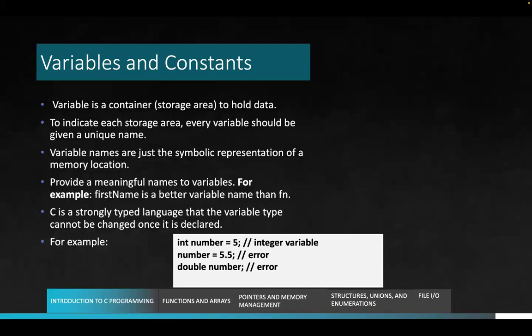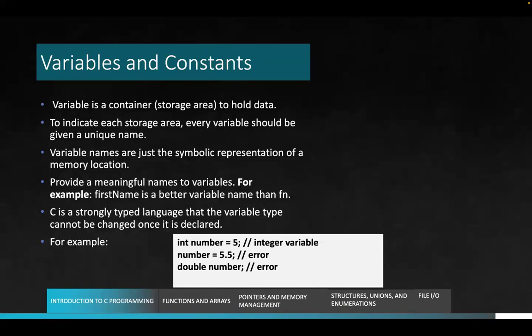Once you declare the variables, you cannot change them, because C programming is a top-to-bottom approach. So all variables get declared at the top of the program, so it cannot be changed. For example, int number = 5.